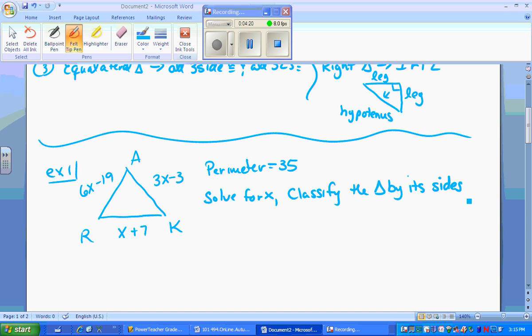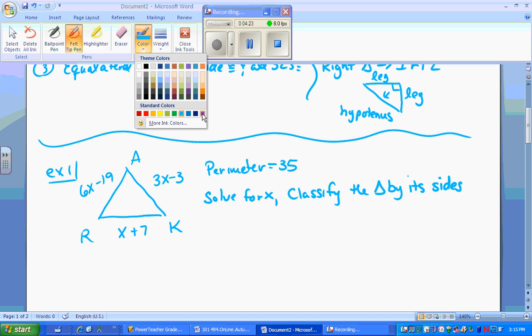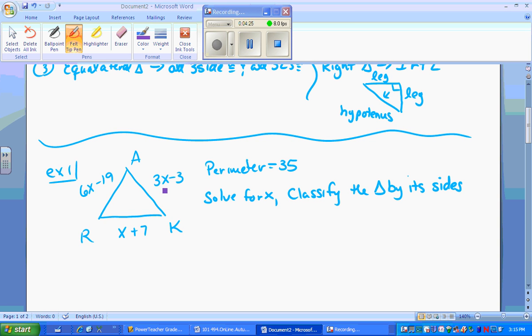Well, what do we do? We notice that all 3 sides have to add to equal the perimeter of 35. So if I add up this piece and this piece, I get 10x, negative 19, negative 3, and positive 7. That gives me negative 15. Set that equal to 35. So x equals 5. We solve for x. Now we want to figure out what type of triangle it is.